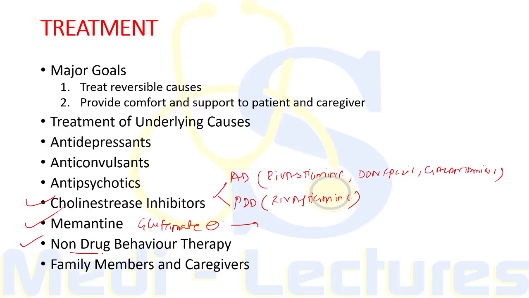Now, non-drug behavior therapy is very important in patients of dementia. We have to make the life of patients comfortable by preparing lists, schedules, calendars, labels, and giving them simple tasks so that they do not have to struggle in their life. Also, family members and caregivers play a very important role, and we have to take care that these family members and caregivers avoid frustration and depression, and we have to educate and counsel them regarding the dementia and its consequences.